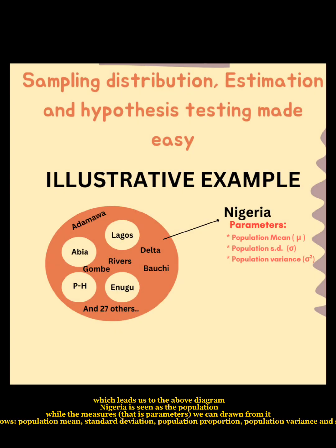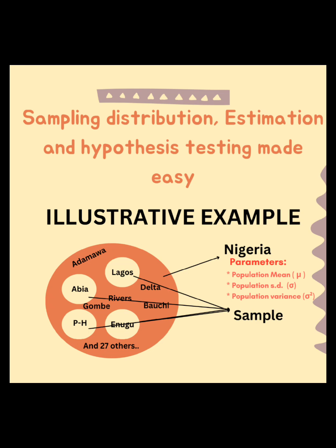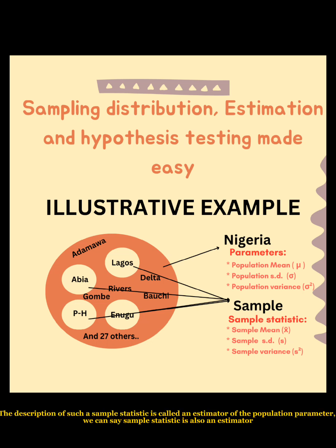Nigeria is seen as the population, while the measures, known as parameters, that we can draw from it are as follows: population mean, standard deviation, population proportion, population variance, and so on. When we decide to pick some units out of the population to make conclusions on what the population parameter can be, we are doing what is known as sampling. Lagos, Abia, Port Harcourt, and Enugu are seen as the sample. From the sample we can draw a sample statistic as follows: sample mean, sample standard deviation, sample variance, sample proportion, and so on. The description of such a sample statistic is called an estimator of the population parameter. We can say a sample statistic is also an estimator.